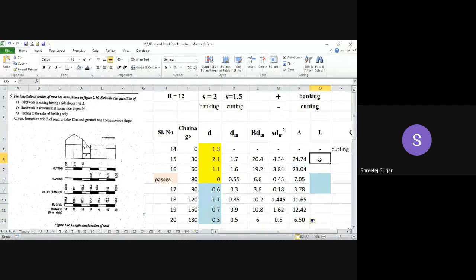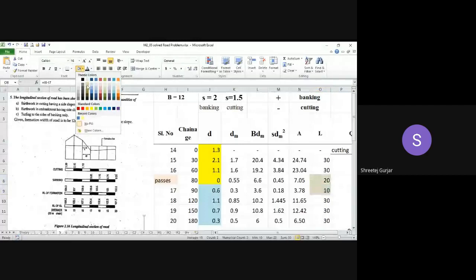Now length. Okay, to find out length, it is crucial because it is not 30 everywhere. So what I'll do, I'll take this minus this. Okay, so distance between each of your sections you have to consider. So it is 30 meters, but here it will be changing. You can observe it is 20 and 10. Let me highlight it. So that is important.